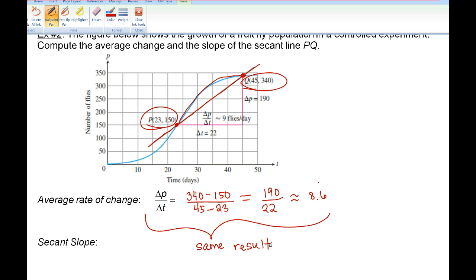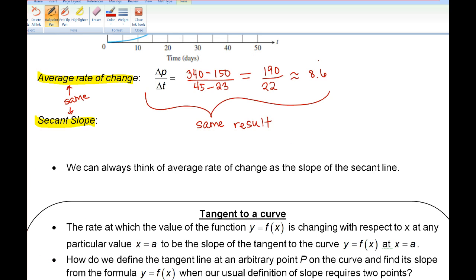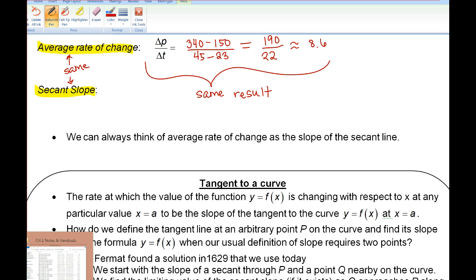What do you mean the same? Because average rate of change, I explained it to you on the previous page. I didn't want you to have to redo it again here. The secant slope and the average rate of change are the same thing. So it's 8.6 also. Sometimes I'll ask you for the secant slope and sometimes for the average rate of change. You need to know that I'm referring to the same question. Average rate of change is the same as the slope of the secant line.